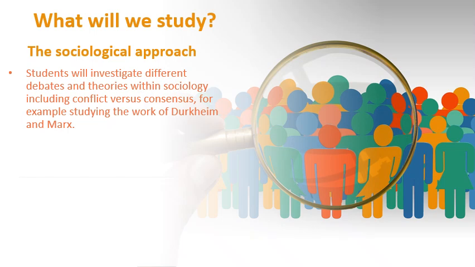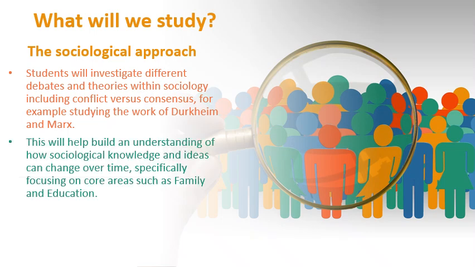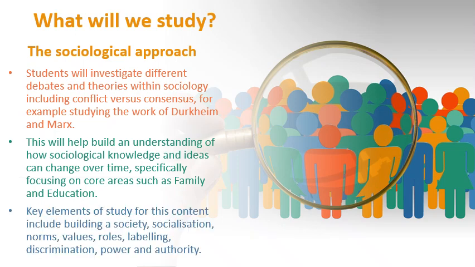So we'll look at things like conflict versus consensus. So like, how does war and people going along with something work together? We'll look at work of sociologists like Durkheim and Marx. And this will help us to build an understanding of how sociological knowledge and ideas can change over time. We look at particular areas like family and education and how people's ideas and understandings of these things change as we go through time.